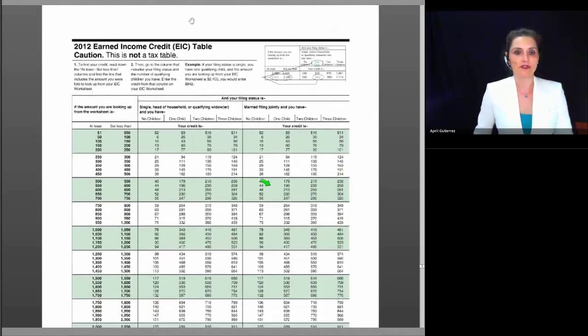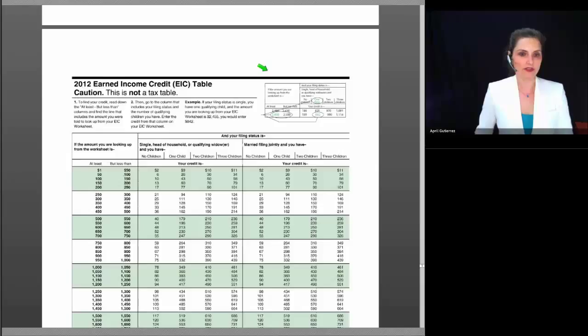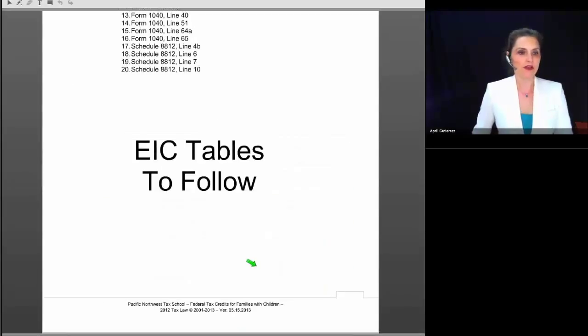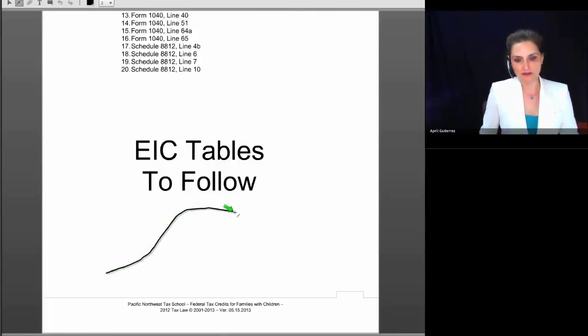And I like to refer to it, and I've probably seen it referred to in writing elsewhere as well, to how earned income credit works as being something along the lines of a bell-shaped curve. So a bell-shaped curve works like this.